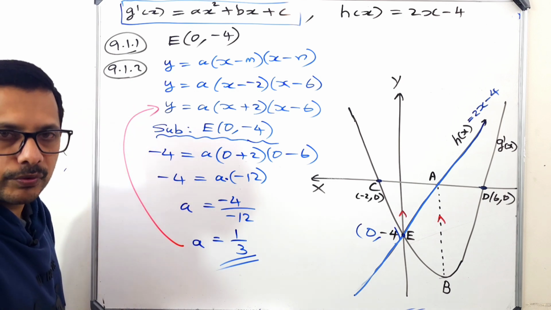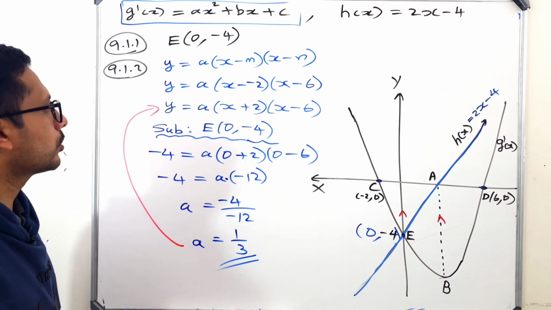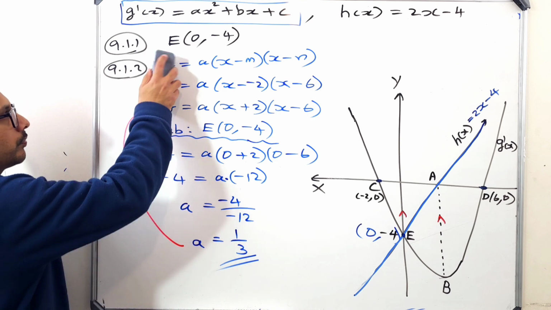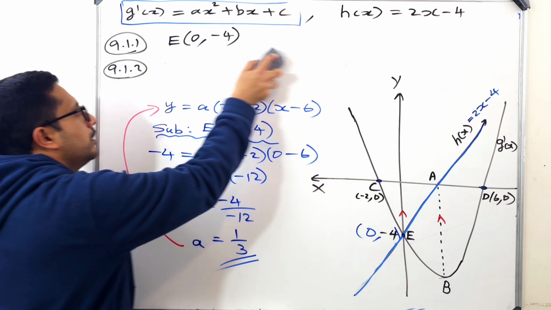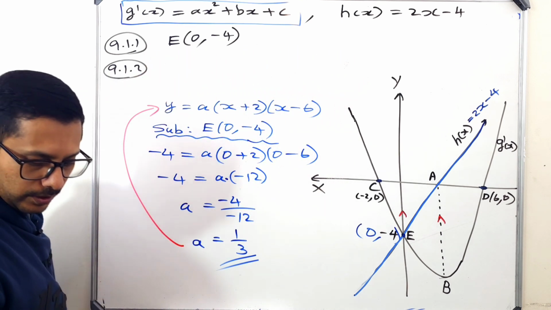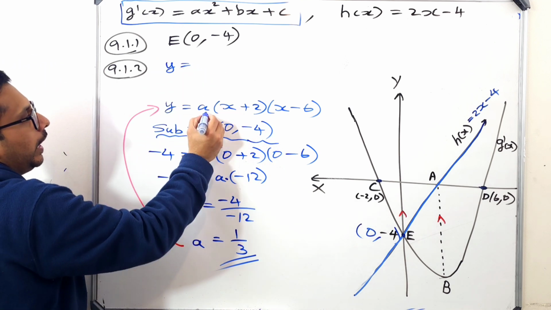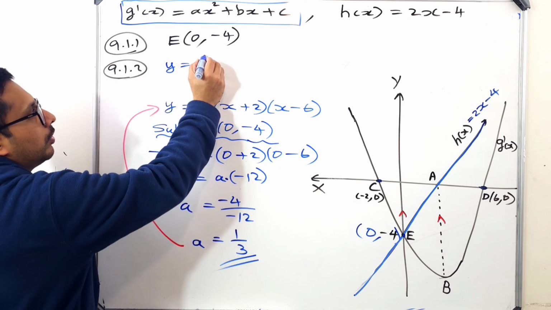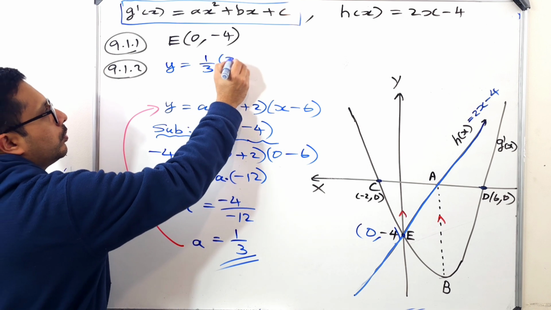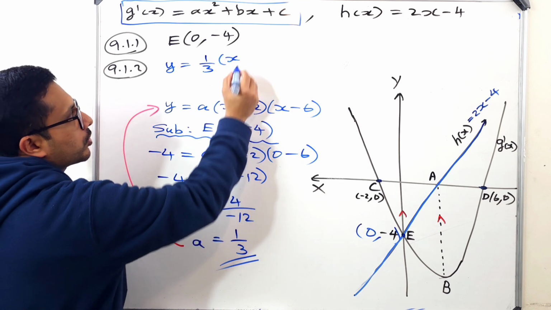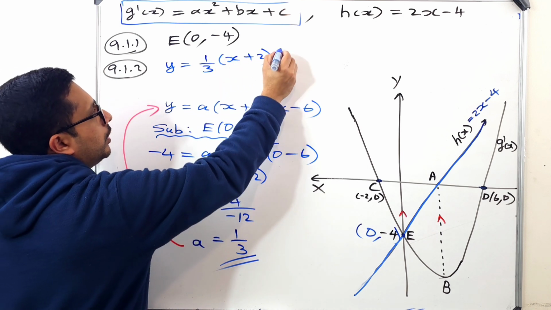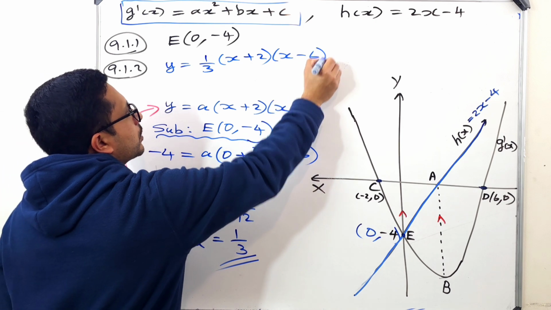So pause the video, those who didn't write it, and write that first. Let me erase this in the meantime. So what is our equation now? Y is equal to a. What is the value of a we got? 1 over 3 into x plus 2 into x minus 6.